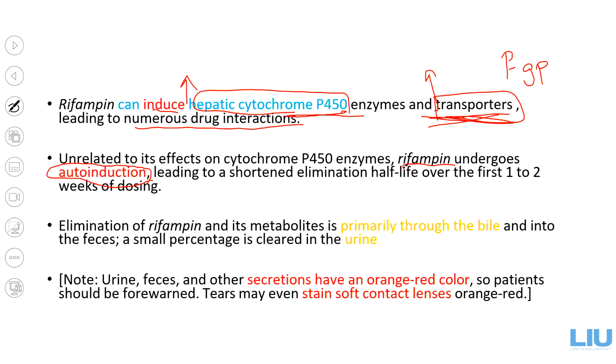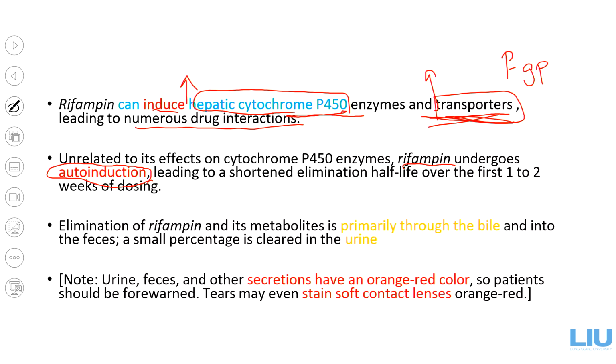Okay? It's like tolerance, except you're not building tolerance. You just have the drug more eliminated, and so after 1 or 2 weeks, because of auto-induction, you have to increase the dose of the drug. Okay? So please make sure you catch this concept for rifampin, the auto-induction, and the fact that within 1 or 2 weeks you have to adjust or increase the dose to take care of that. Okay?